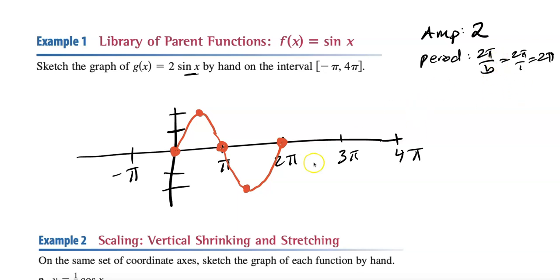Okay, that's my period. So where's 2 pi in that? Right, 4 pi. Halfway is where I cross. In between these two is my highest point. In between these two is my lowest point. So this is another rotation.